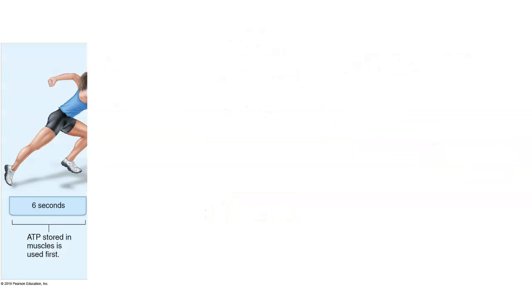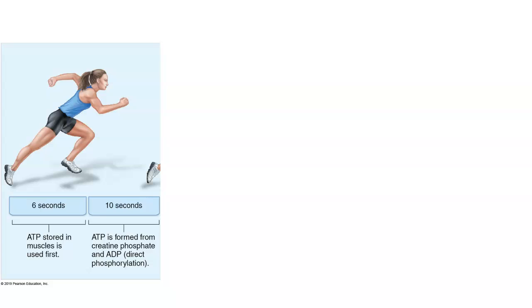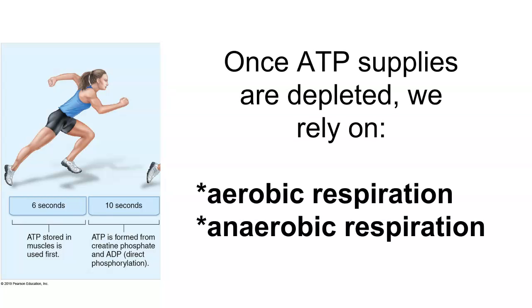So how long will this last? The ATP that is already produced will be used first when we go to work, and then the ATP that's formed from creatine phosphate plus ADP will be used. That will get us through about 16 seconds of activity, which isn't very long. So the minutes to hours that are left are powered by aerobic and anaerobic respiration.